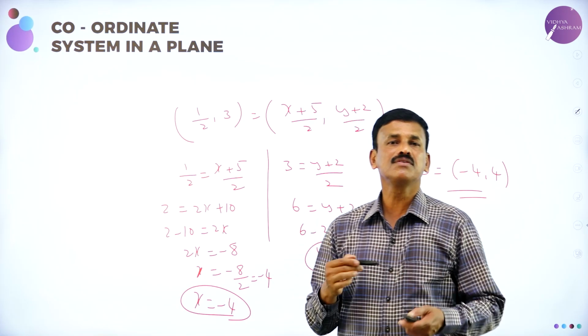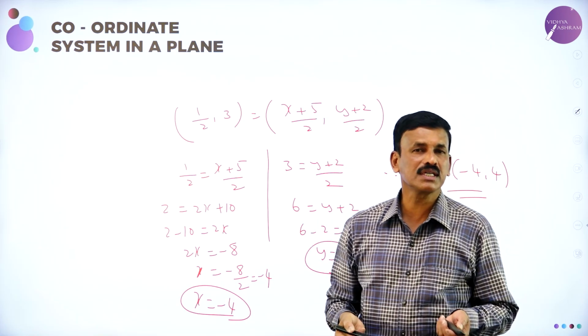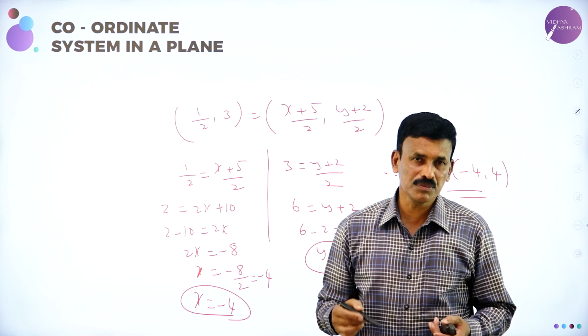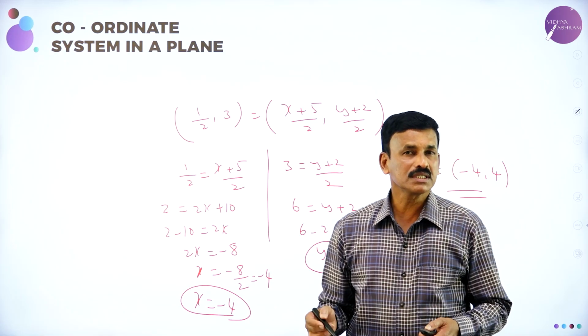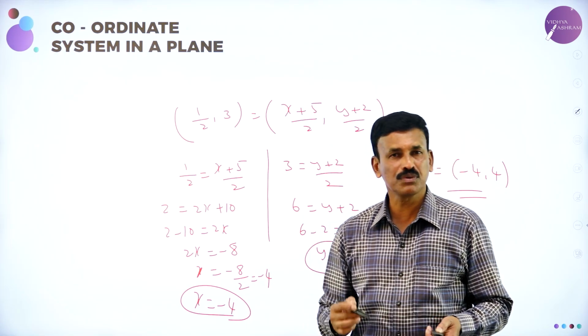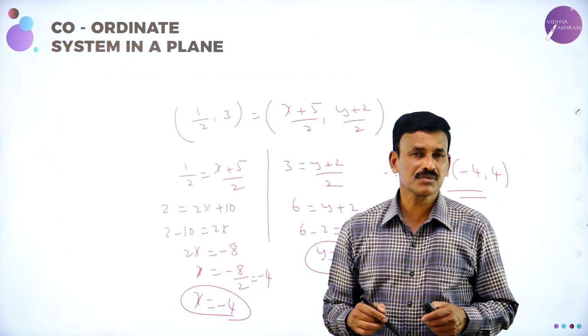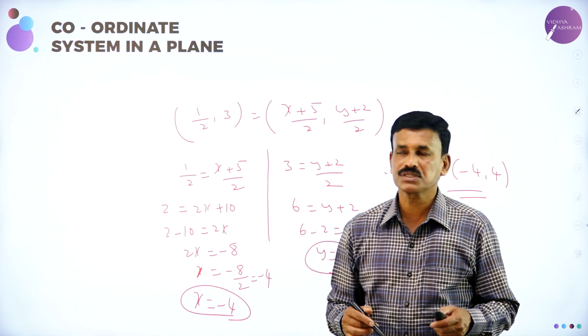Right. This is how we are going to find the fourth vertex whenever the given problem is either a parallelogram or a rectangle or a rhombus. Hope you followed. So this type of problems are very important for the point of examination.